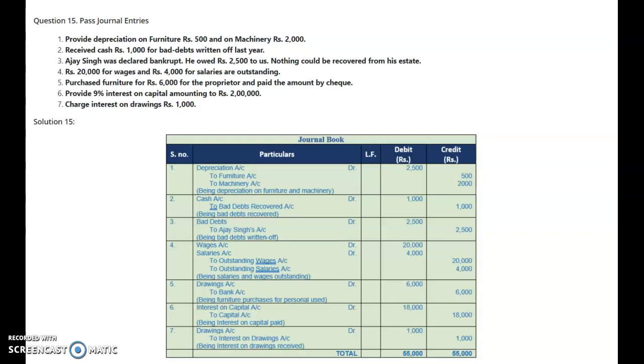If we had recorded it in a single entry, it is equally correct. Complete and full marks will be given to you. So we had recorded the outstanding expenses entry: wages account debit to outstanding wages, salaries account debit to outstanding salaries. Basic entry: expenses account debit to outstanding expenses account. I will continue in my next video relating to the remaining entries of this particular question.